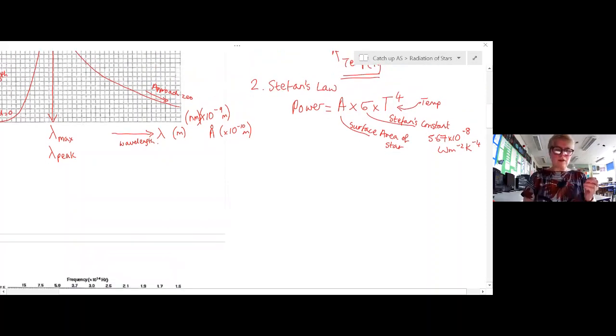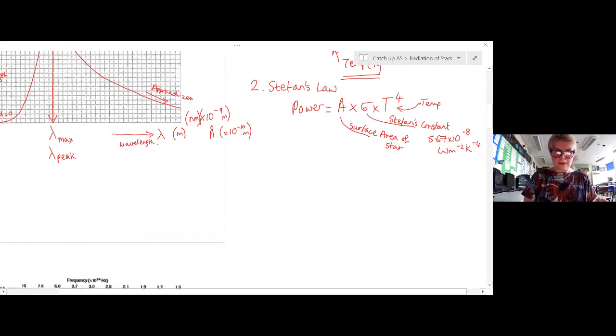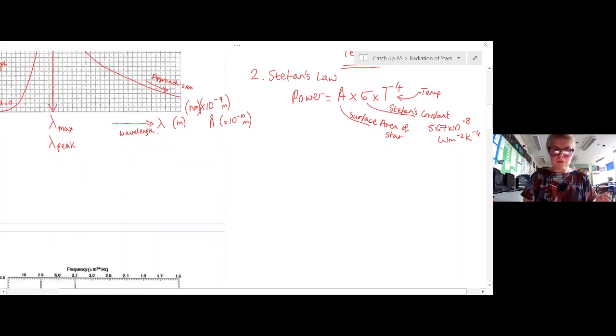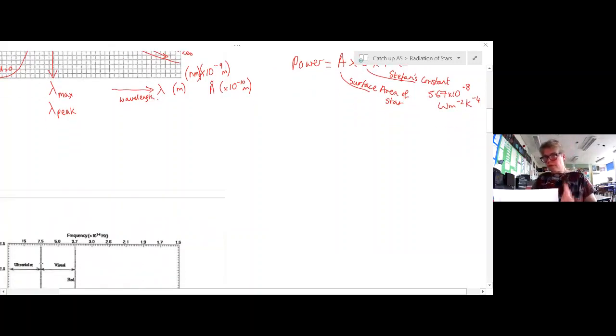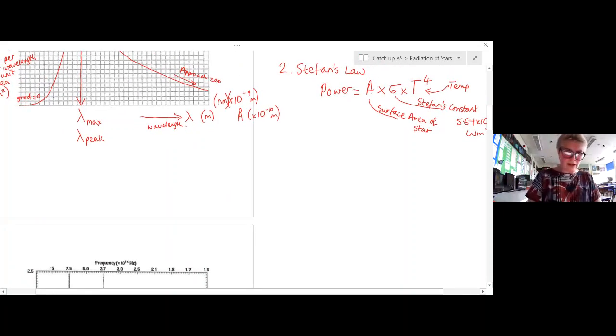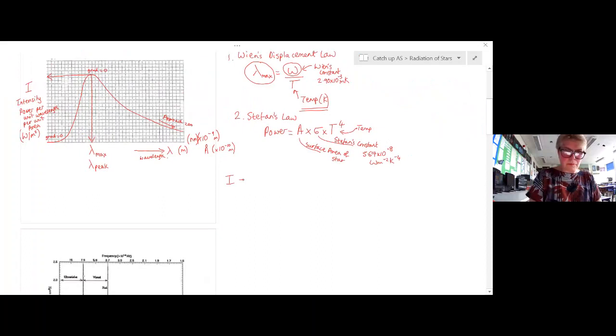Okay, now it's not as straightforward to apply this, and this has to be applied with due care, because we have to work out first of all the power. If we've got the intensity here on the graph, the intensity is equal to the power per square area. If we multiply the intensity by the area that the light spreads out over, from the star to here on Earth, we get the power of the star.